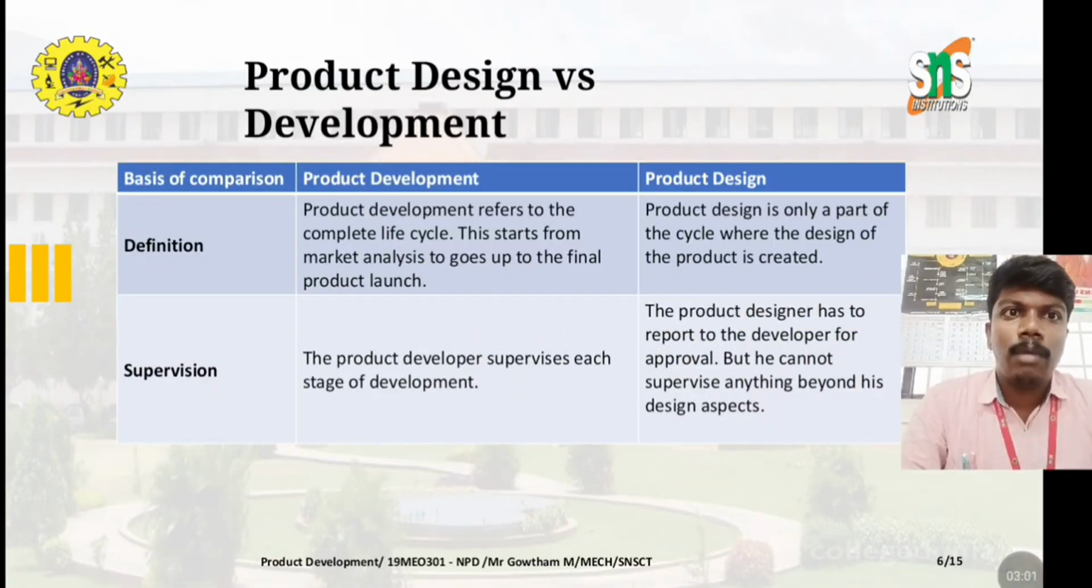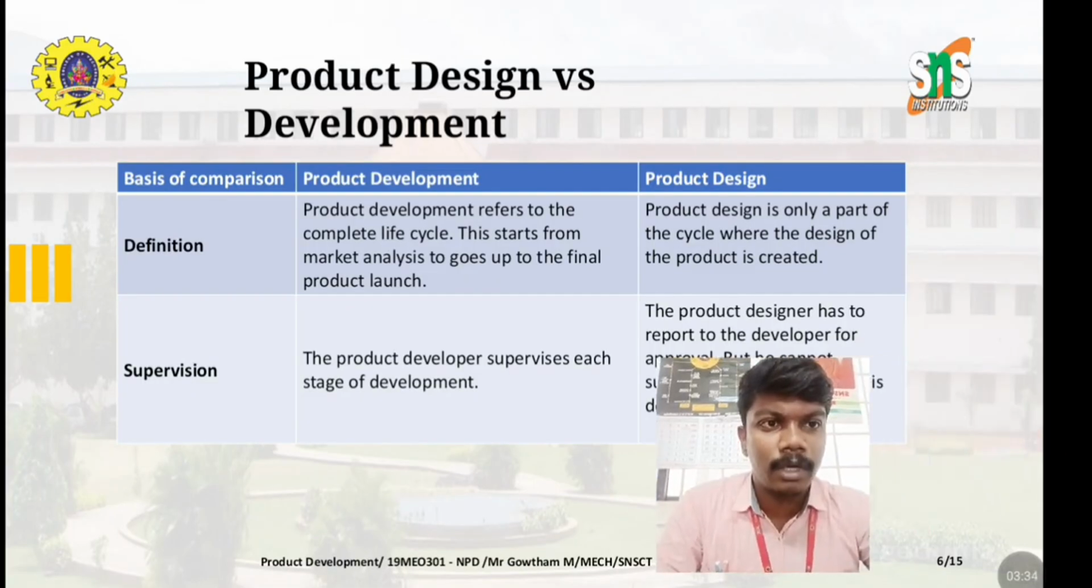So here is product design versus product development. Developing a product refers to the complete life cycle, starting from the market analysis up to the final product launch. Product design comes under only the design part. We have to create the cycle for the design and validate the design. Next one is supervision. The product developer supervises each stage of development. The product designer has to report to the developer for approval. So these are two major differences between product design and product development.